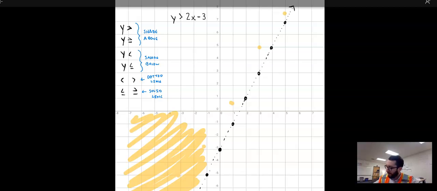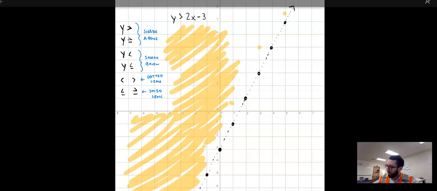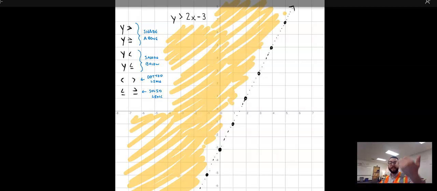And so what you're doing is you're identifying that everything above this line is the correct answer. If y was less than, you would color below the line. In this case, it is above the line.